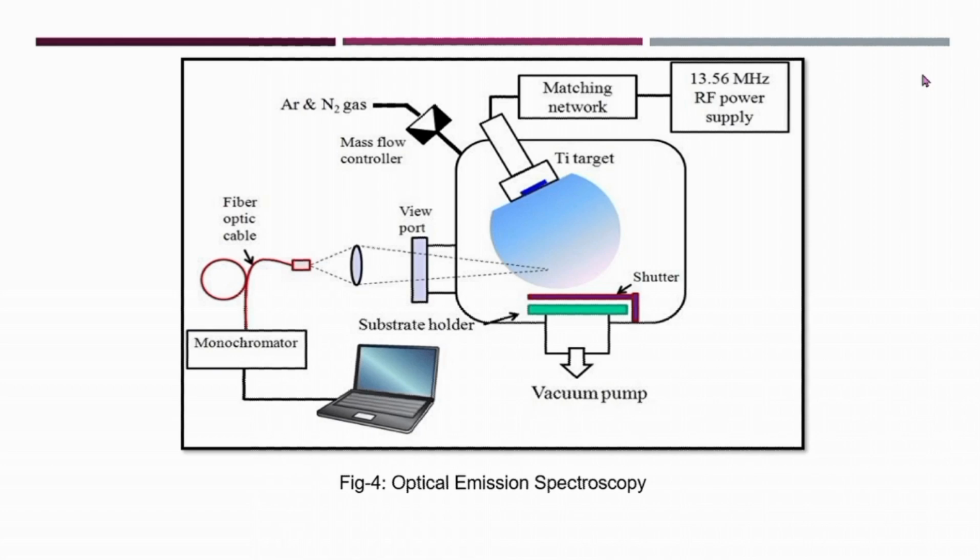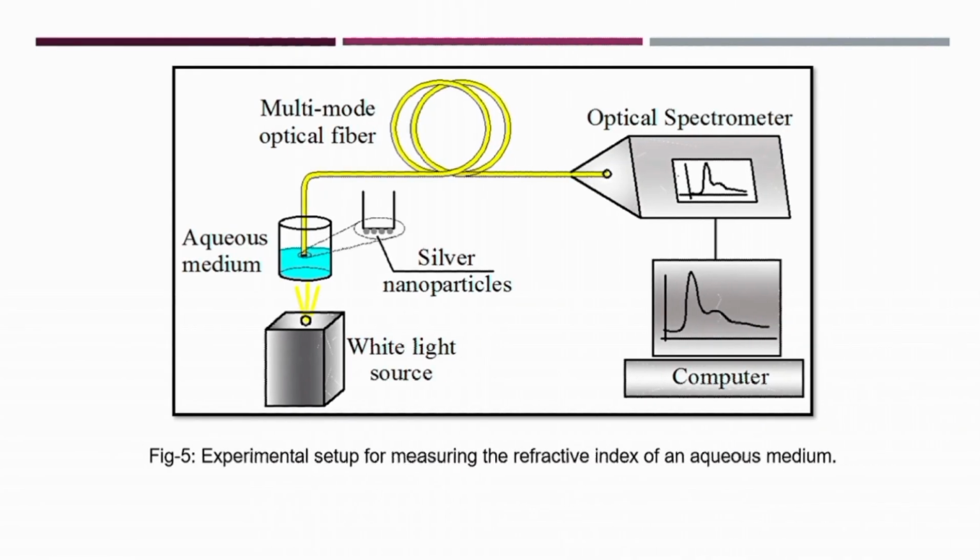Here we can see the experimental setup for measuring the refractive index of an aqueous medium. The refractive index of an aqueous medium can be measured using optical spectroscopy with the help of silver nanoparticles. These nanoparticles act as probes that interact with the medium and produce a surface plasmon resonance signal, which is sensitive to changes in refractive index. By analyzing the spectral properties of the plasmon resonance signal, the refractive index of the medium can be accurately determined.